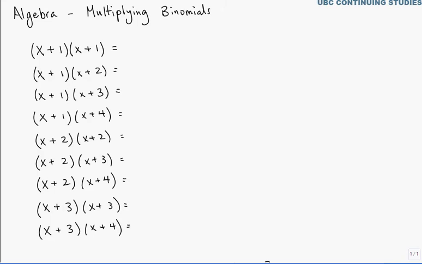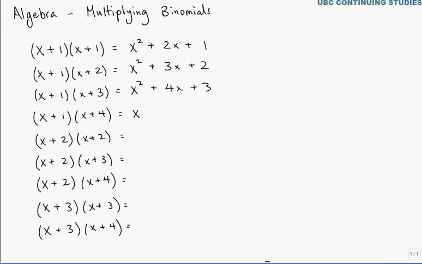So, x plus 1 times x plus 1. I'm going to show you what the final result is. You can do it using the method learned in the last lesson if you like, just to ensure that I'm doing it correctly. When you multiply x plus 1 times x plus 1, the final simplified product is x squared plus 2x plus 1. When you multiply x plus 1 times x plus 2, we get x squared plus 3x plus 2. When you multiply x plus 1 times x plus 3, x squared plus 4x plus 3.